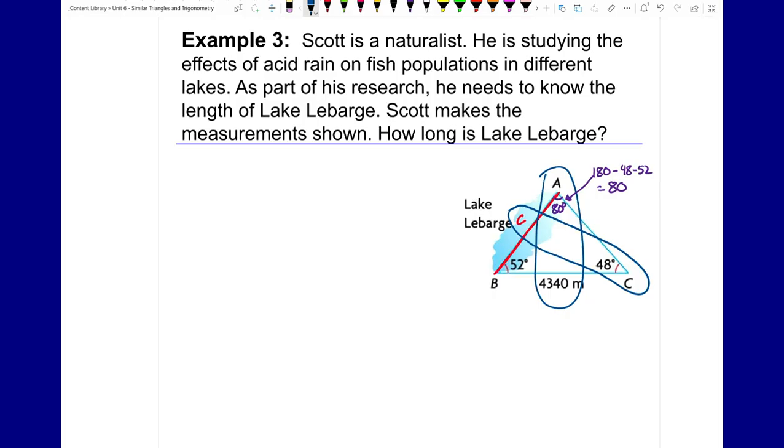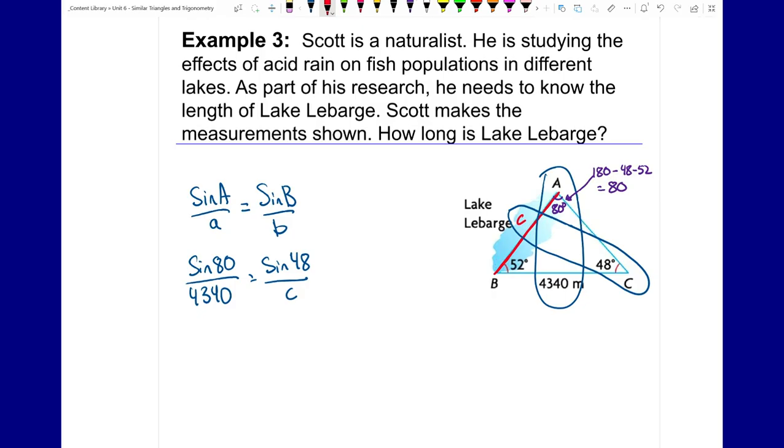I do have labels for A, B, and C, so I can say sine A over little a equals sine B over little b. Again, whether you put A on the one side, B on the other, or the side lengths on top and the angles on the bottom, it's all going to work out in a similar manner. I'm going to fill in my information. So sine of 80 divided by 4,340 is equal to sine of 48 divided by c.